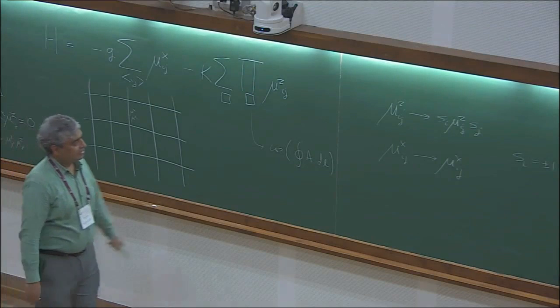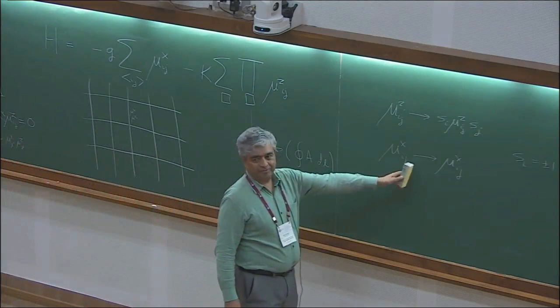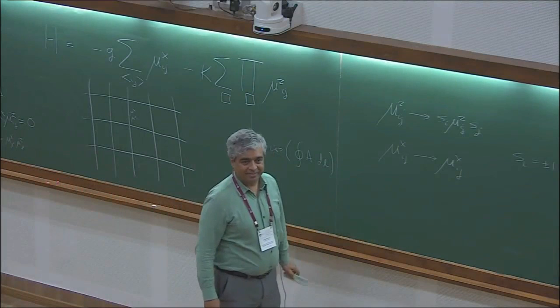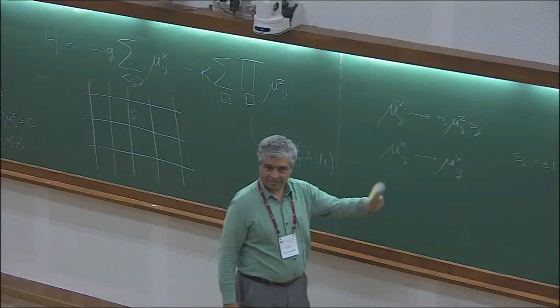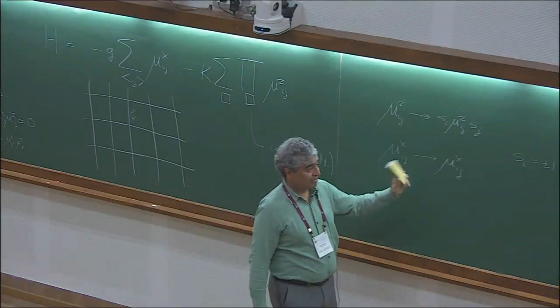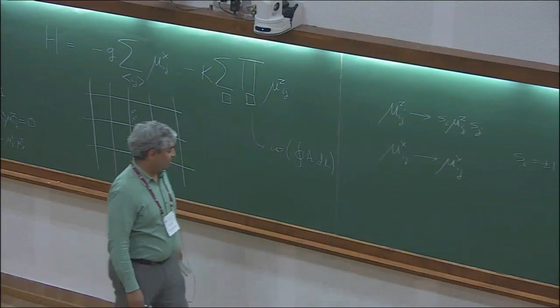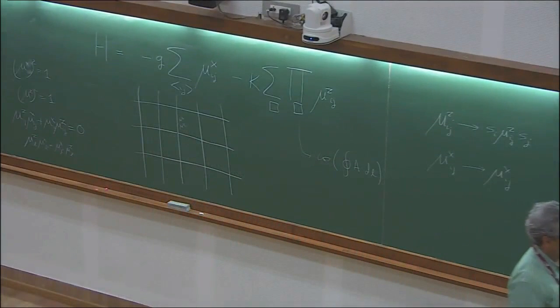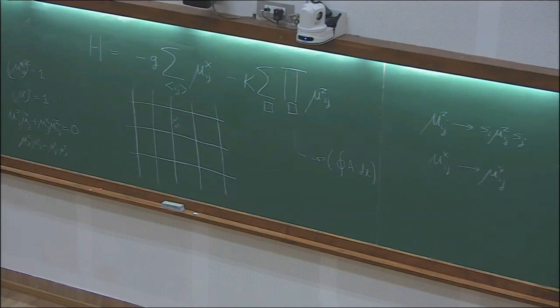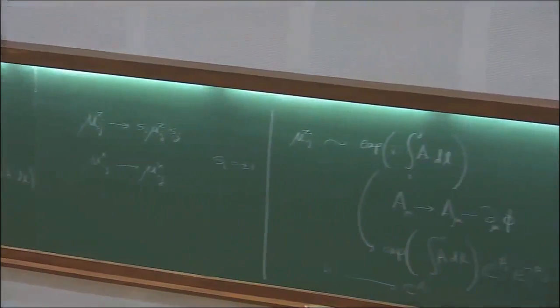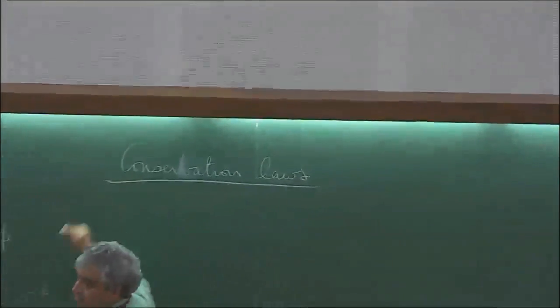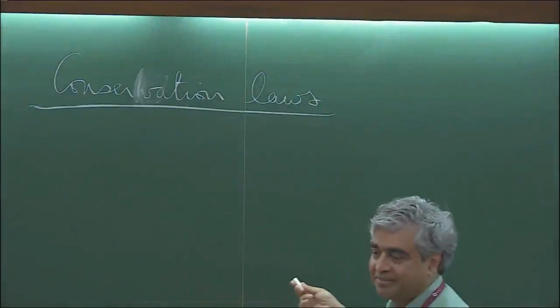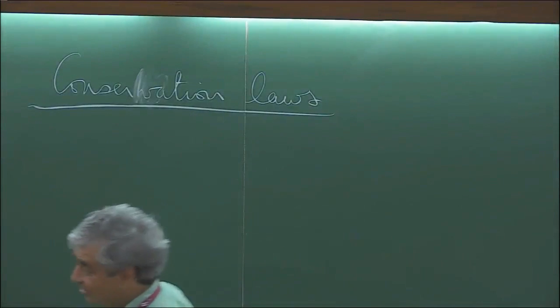All right, so I have an infinite number of symmetries. Now we know from Noether's theorem, every time you have a symmetry, you have a conservation law. So therefore, I must have an infinite number of conservation laws. So what are those conservation laws? Conservation laws are the following. I need to find an operator which commutes with the Hamiltonian. And I want to find an infinite number of operators that commute with the Hamiltonian.